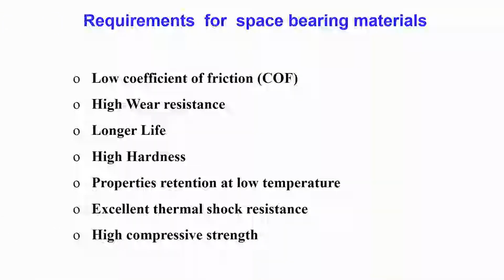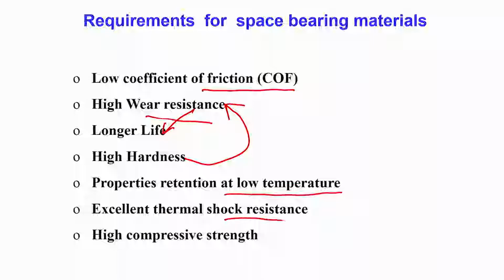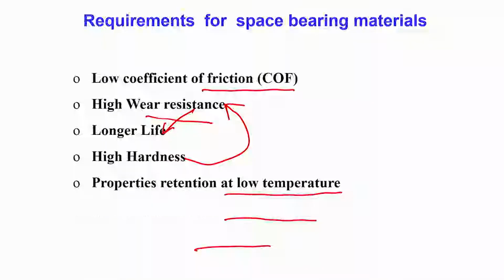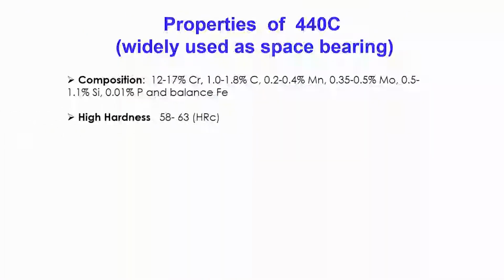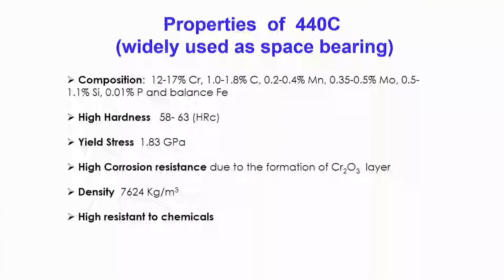So, against this backdrop, the requirements for space bearing materials include a low coefficient of friction and also high wear resistance, and high wear resistance leads to longer life. Hardness is required to ensure high wear resistance, and properties should be retained at low temperature, with excellent thermal shock resistance and high compressive strength. High compressive strength is required because, as you have seen in the last slide, I have mentioned 2.1 gigapascal is the typical contact stress.